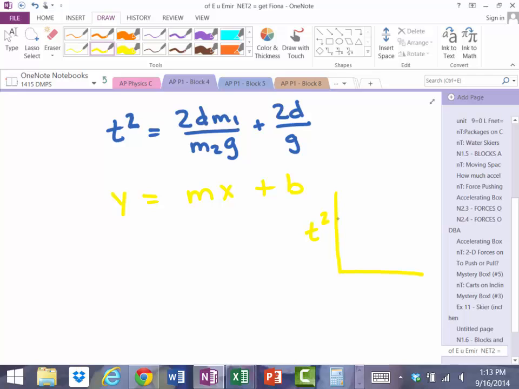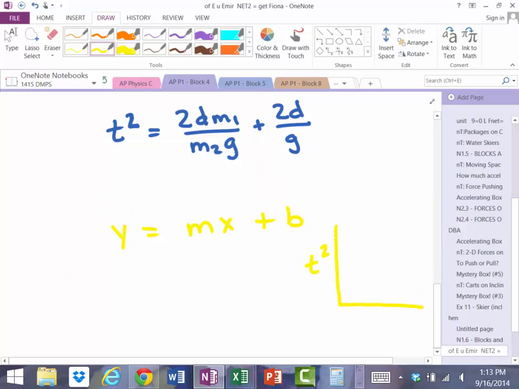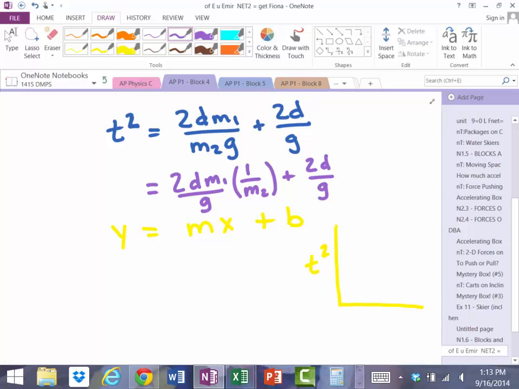I just want stuff that I've measured. What if I do this? Does that help at all? What should I put on the x-axis? 1 over m2.